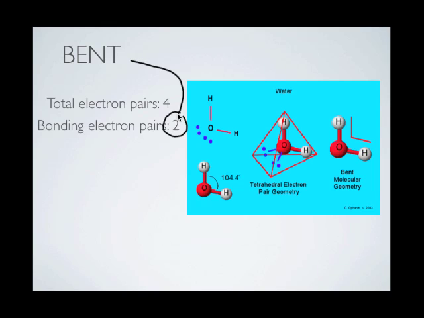Bent. 2 is bent. Why? Because 2 parts of the tetrahedral are non-bonding now. But we only want to consider the bonds. So if we take those out, we get a bent shape for water. It's pretty straightforward. That's pretty much it. That's that slide.